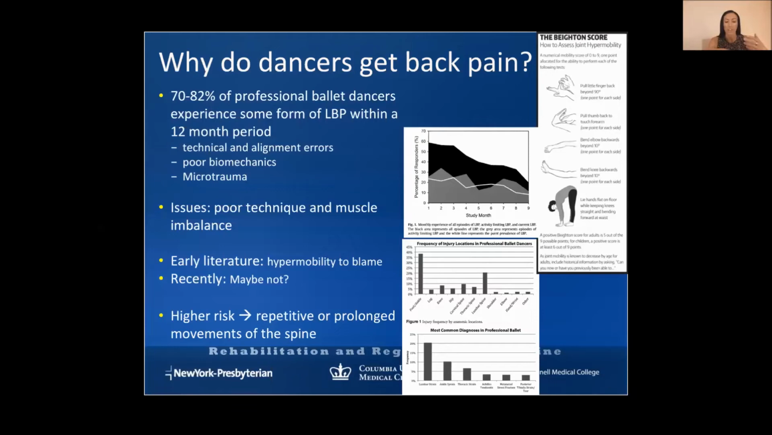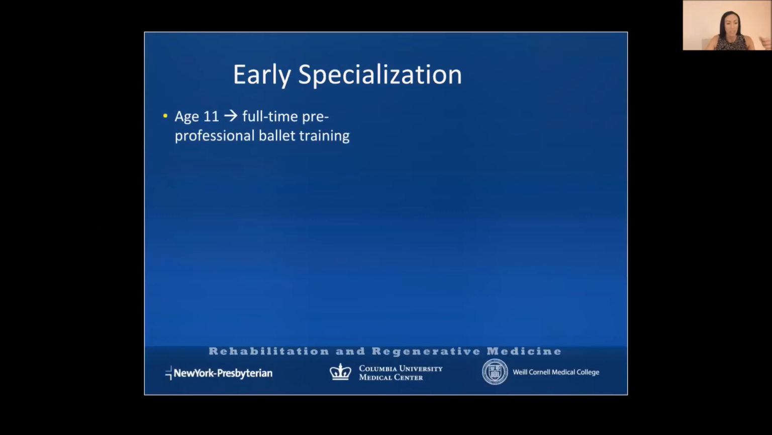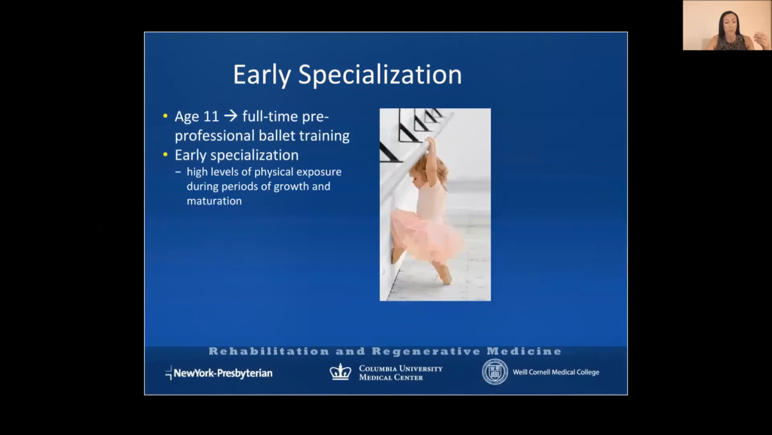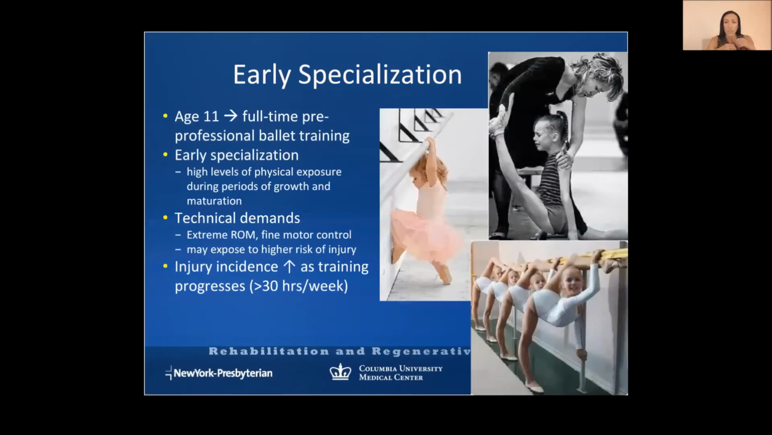We also know that there's early specialization. Early training allows for the progressive development of the flexibility and strength that's required to excel in all forms of dance. But when we look at ballet, for example, young dancers are usually committed to pre-professional schools by the time they're 11. A lot of these dance students end up being required to sustain really high levels of physical exposure during periods of growth and maturation, which can further increase their low back vulnerability, especially when they are dancing for greater than 30 hours per week.